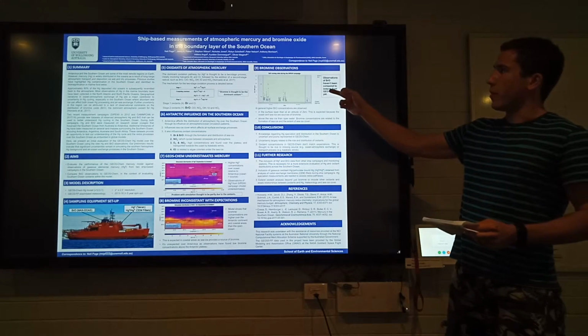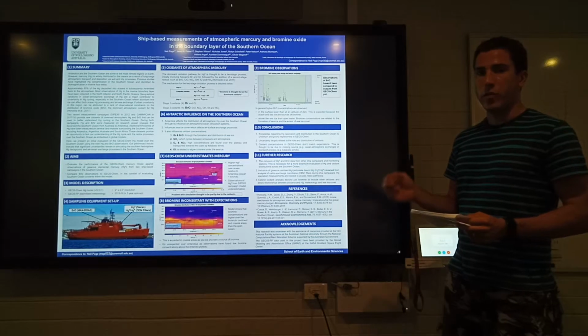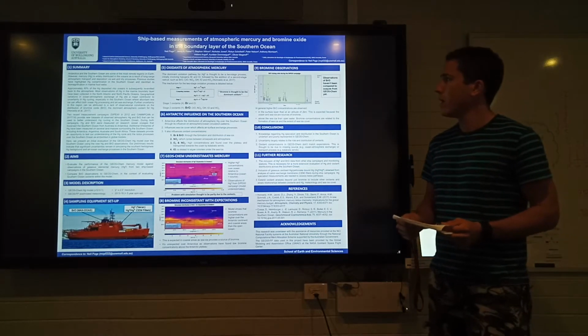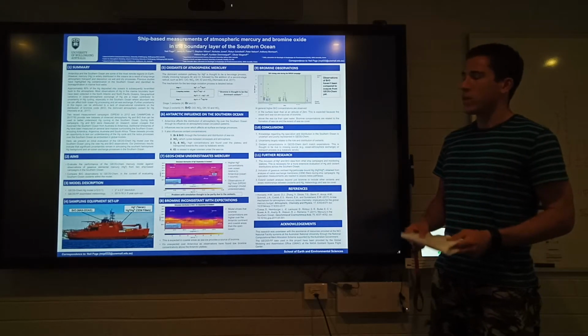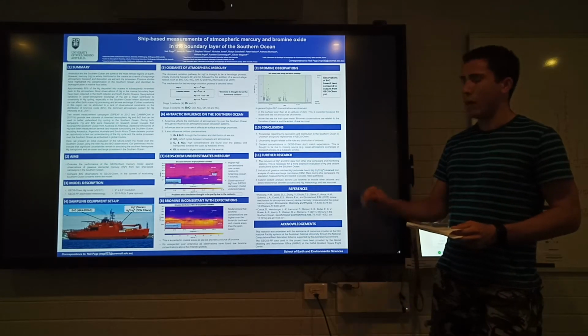If we go to this graph up here, what we have is the observations of BrO in the X2 ship campaign. And what we can see is that the highest concentrations of BrO tend to occur in the surface layer above the sea ice.